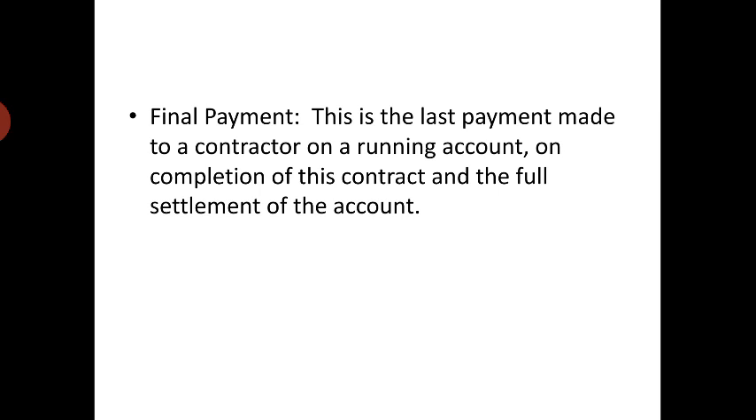So we have discussed the first and final payment, and we have discussed the interim payments or the running payments. Now we can say it is a final payment. This is the last payment made to the contractor on the running account. It is not the lump sum amount that you are paying to the contractor. It is the last payment, the last part of the work, that is, the final part of the work which has been completed.